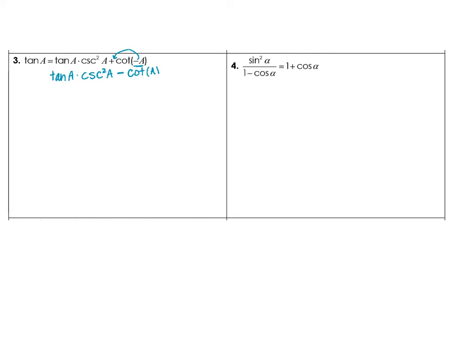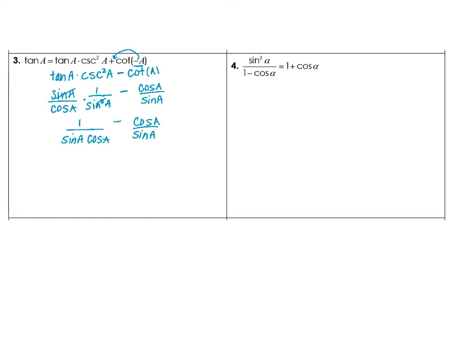Now let's change everything to be sine and cosine, I would guess. So we're going to have sine a over cosine a, and that's going to be times, let's see, cosecant is 1 over sine squared A, and then minus, and then cotangent is going to be cosine A over sine A. We can cancel one of those sines out, and so we're going to have 1 over sine A and times cosine A minus cosine A over sine A.